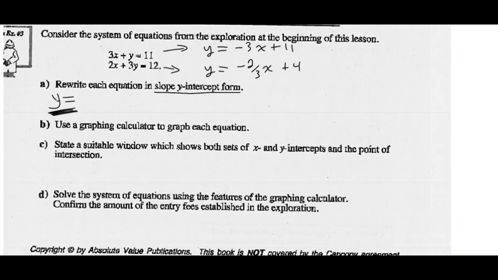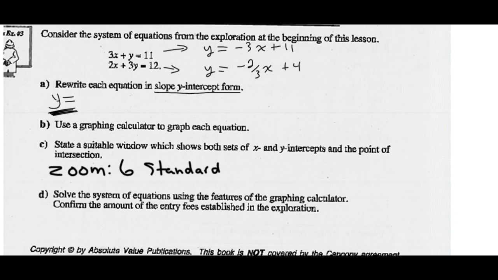Now, it asks you to state a suitable window to make sure you see both the x and y intercepts and the point of intersection. Well, to state a suitable window, the first thing you should always do on your calculator if you're going to graph something is go zoom 6, which is our standard viewing window.